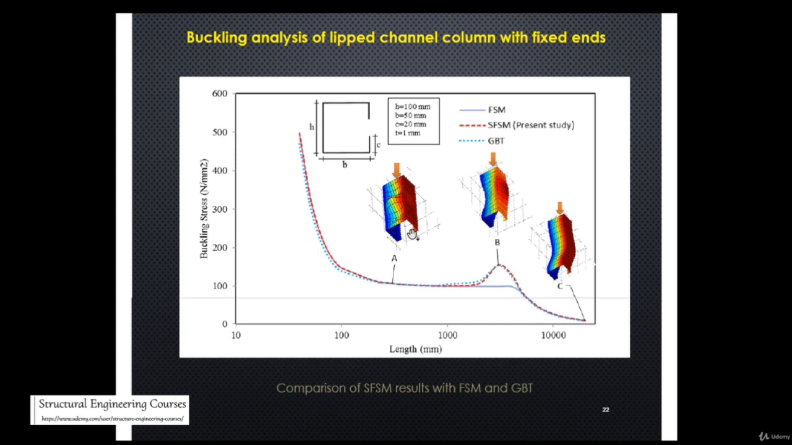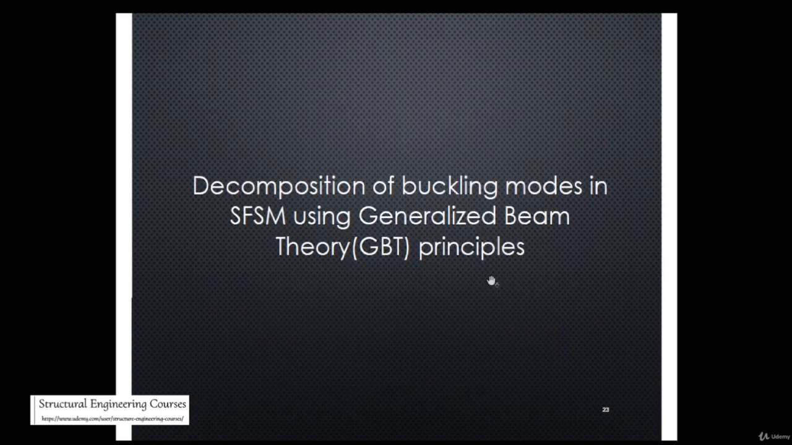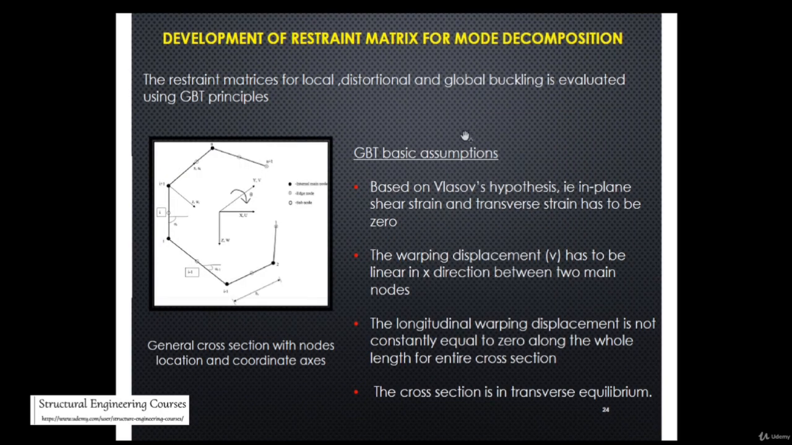After that, this is basically the buckling analysis that has been done for the lipped channel column with fixed ends here. So this graph is nothing but very simple common sense, I must say. Here you can see the buckling stress, and here you can see the length. If the length of the member is less, the buckling stress value or the strength of the member is very high, and when we increase this length, similarly the buckling stress value decreases.